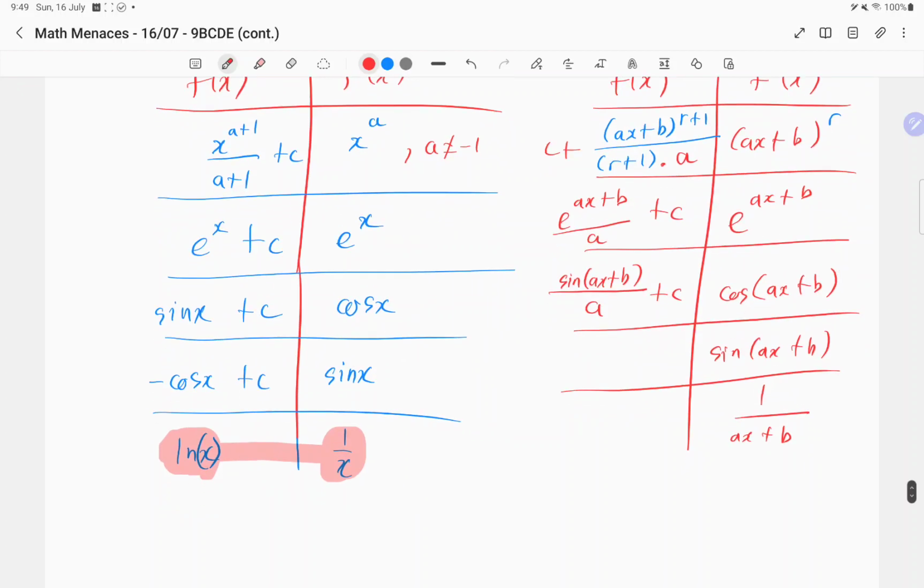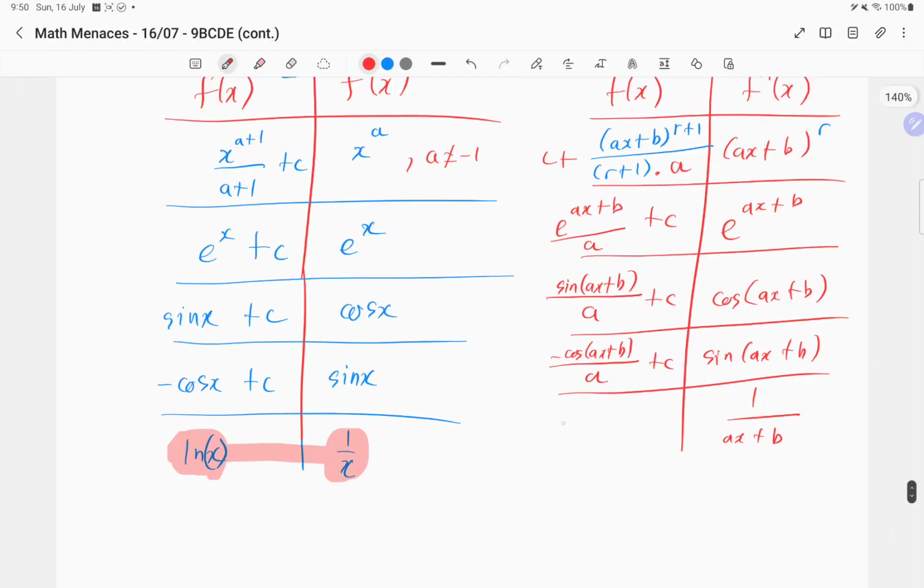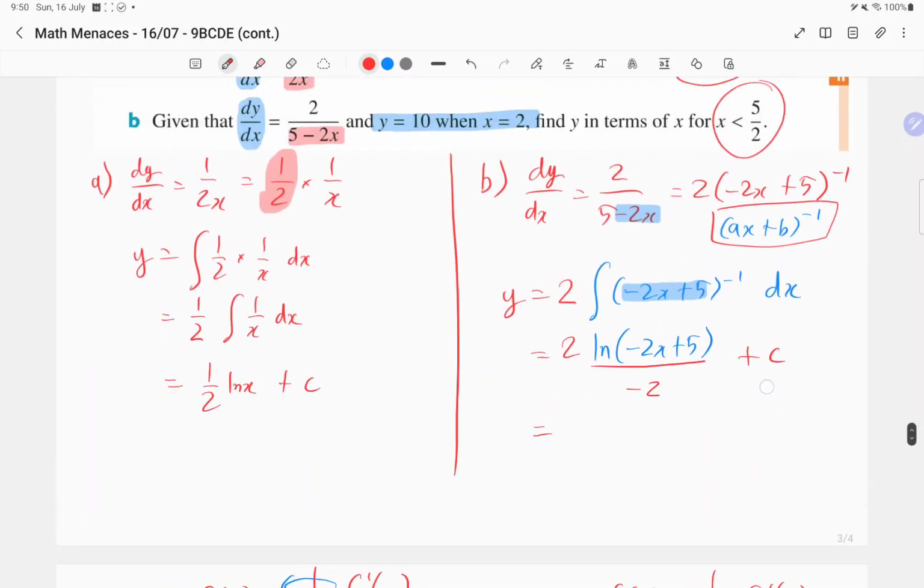Okay, Sarah, what's the antiderivative of this one? Negative cos of ax plus b, divided by a, plus c. Plus c, that's right. How about this one, Sarah? Ln of ax plus b, divided by a, plus c. Yep, that's right. So that's the idea.